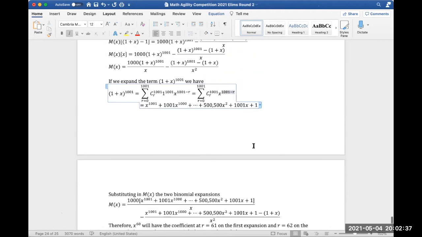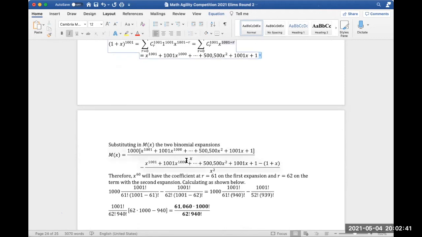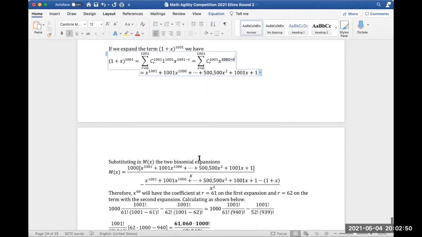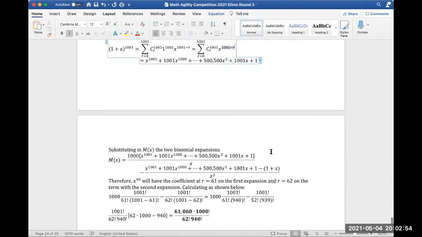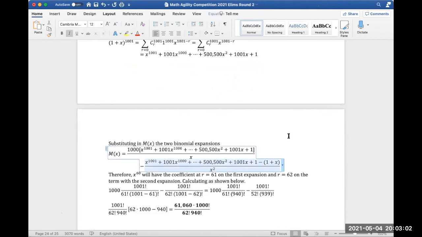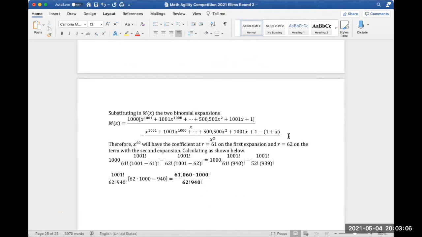So since we already solved (1 plus x) to the 1,001, let's substitute it here in our equation: the whole of this times 1,000 on the first term. And then on the second term, that's the whole of this minus (1 plus x), which is the second term, right? Therefore, x to the 60 will have a coefficient at r equals 61 on the first expansion here, because if we divide x to the 61 over x because of this denominator, then we will have x to the 60, which is exactly the power that we're looking for. And then on the second term, our r should be 62, divided by x squared to be able to get x to the 60.